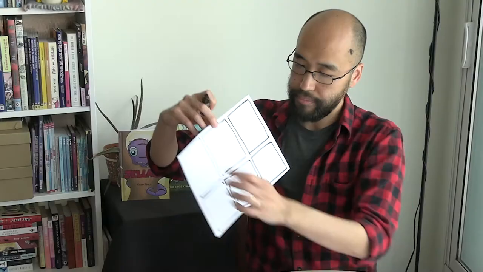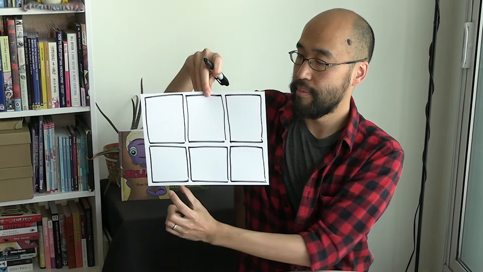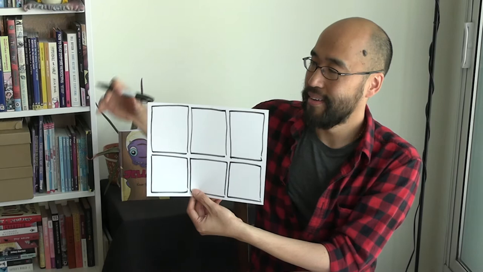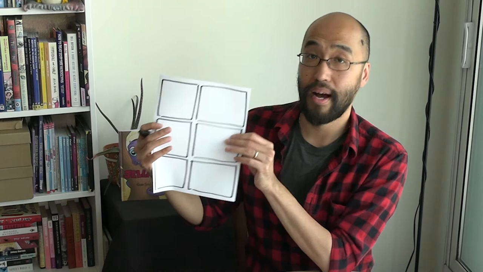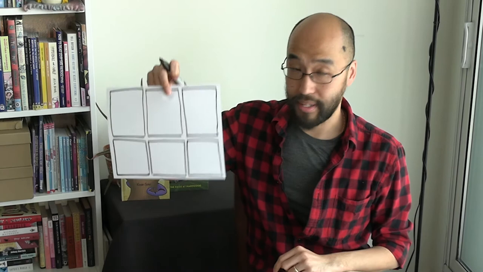It's just a simple, straightforward row of boxes at the top. So this is panel one, this is panel two, panel three, panel four, panel five, and panel six. And you can draw your comic with the page turned on its side, or you can also have your comic with the page right side up and draw your comic that way as well. But today I'm going to draw my comic with the page turned over on its side here.